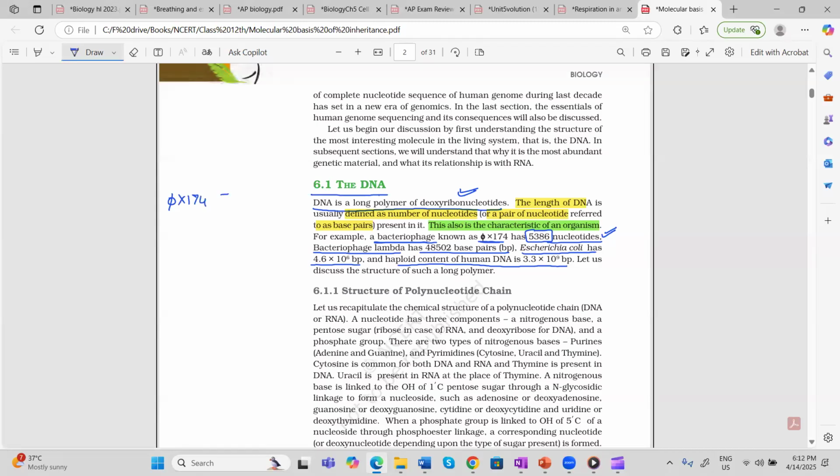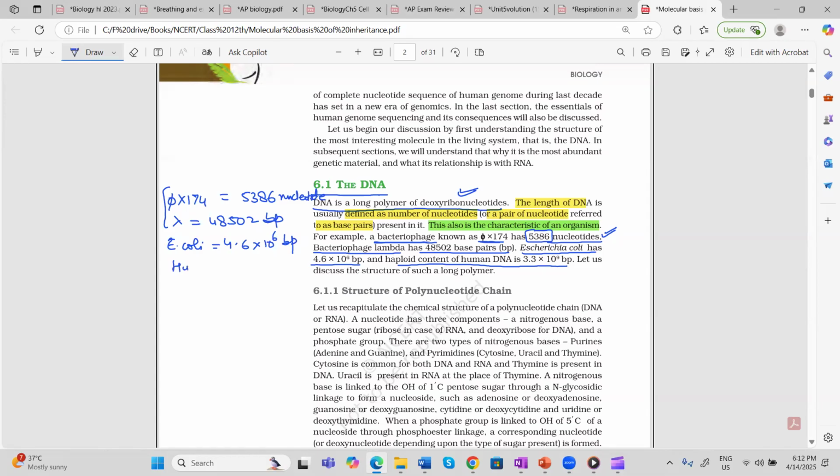ΦX174 will have 5386 nucleotides. Only nucleotides, not pair of nucleotides. Then lambda. Lambda will have 48502 base pair. E. coli. The first two were viruses. This is bacteria. E. coli, bacteria. How many? 4.6 into 10 to the power 6 base pair.